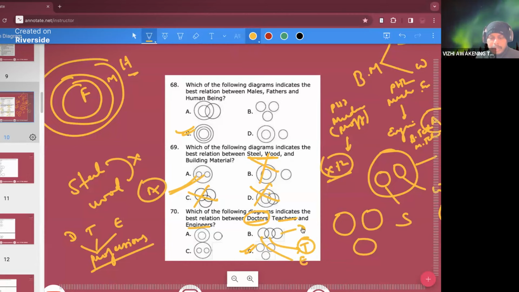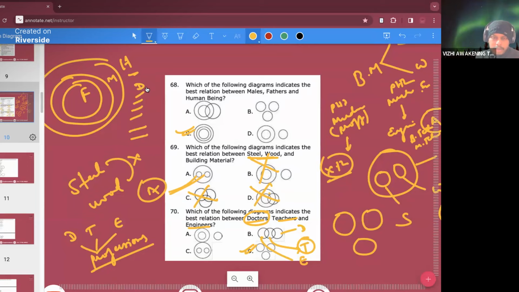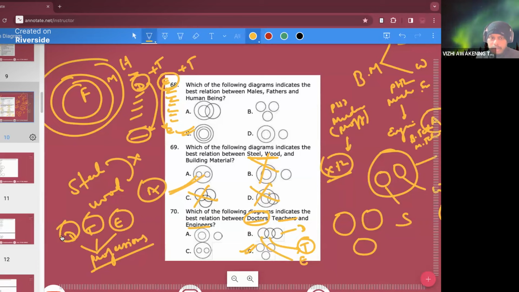Yes, sir. Assuming the highest level doctor will teach some lower level doctors, and higher level engineers will teach this level of engineers, right? Essentially, this chap will be an engineer plus a teacher. This chap will be a doctor plus a teacher. This is how practically it happens. But just to solve this question, we'll think of it in a more conventional way, and we'll try to match the thought process of the people that have set these questions, right?